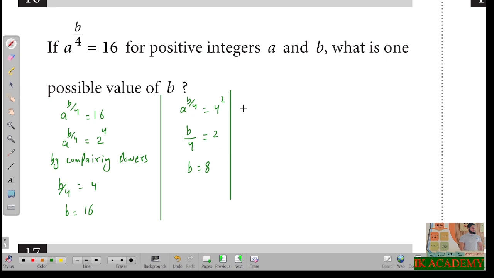Let me convert 16 into another base and another power. A power B by 4 will be 16 power 1, which is also equal to 16. So I can compare the power: B by 4 is equal to 1. So B is equal to 4. So any of these values would be the answer. You can calculate more values by yourself. Let's move to the next question.